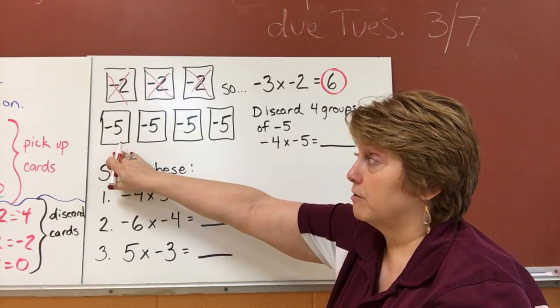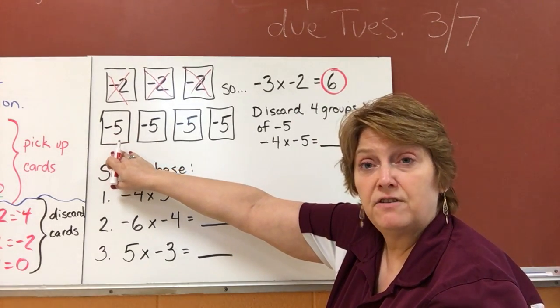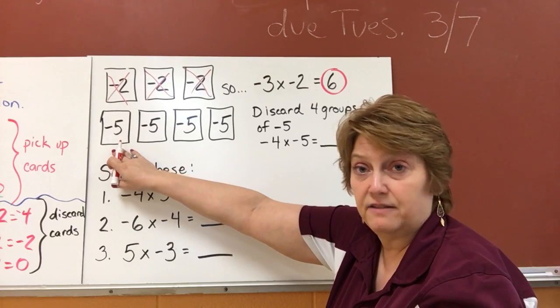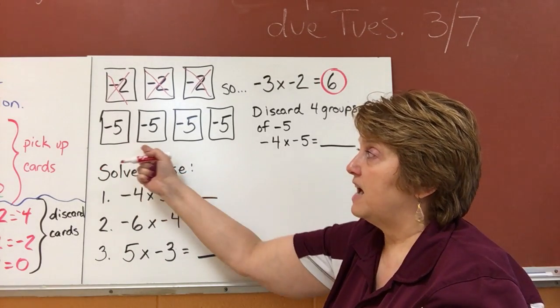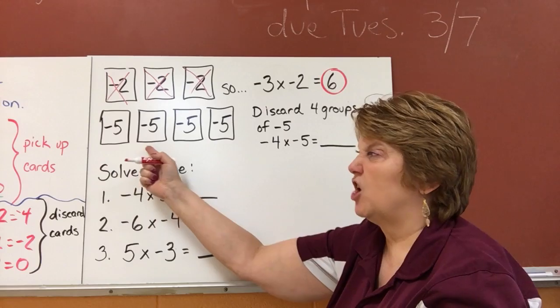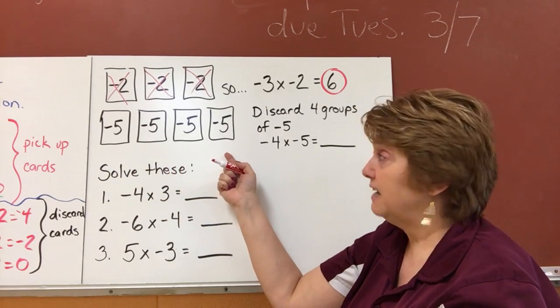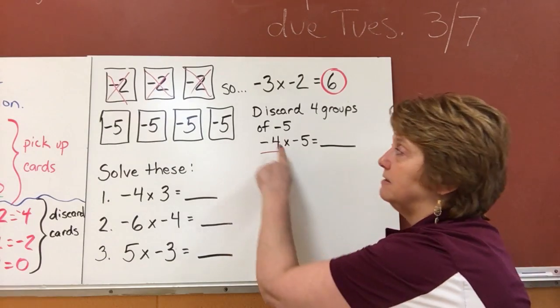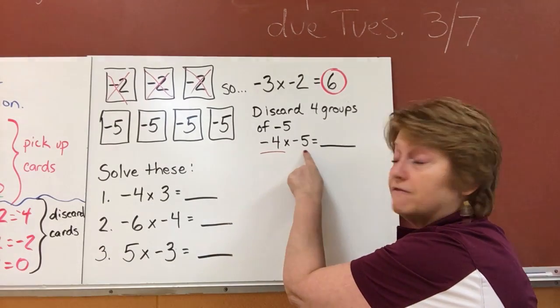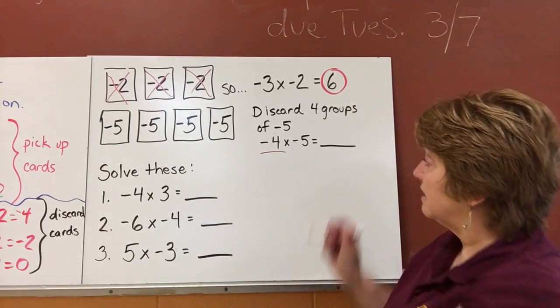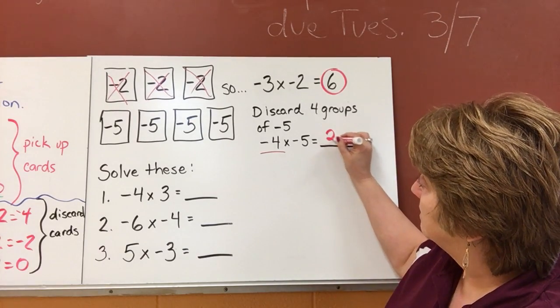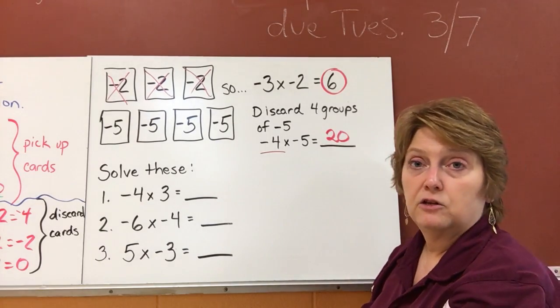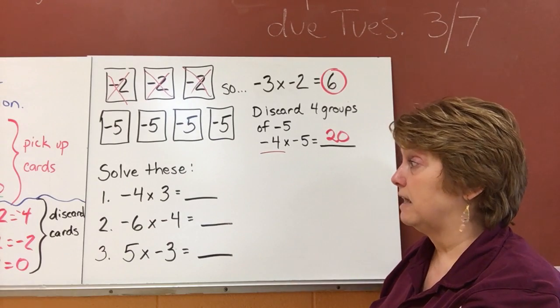So here we have another group. We have 4 -5's. So if I decrease or discard all of these -5's, that's like saying -4, I'm going to discard 4 groups of -5, and that's going to increase my hand by 20 points. So that's going to be an increase of 20.